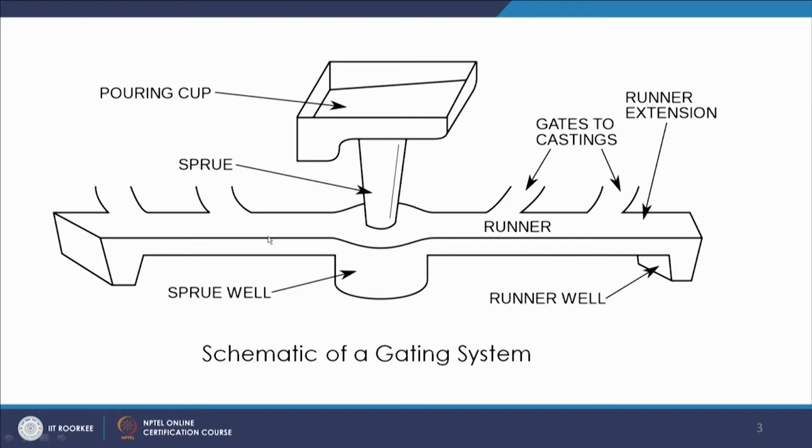Then in this runner you have the casting here. So, you have the ingates, and through the different ingates the liquid metal will go into the cavity. And apart from that, you have the runner extension. This is the runner extension on this side and this side. That is also known as the runner well.